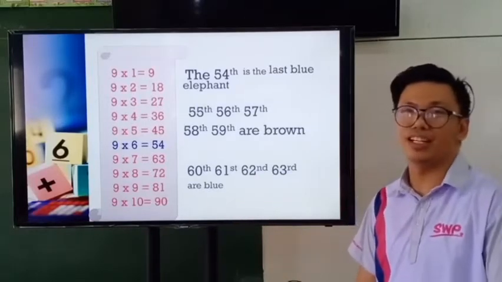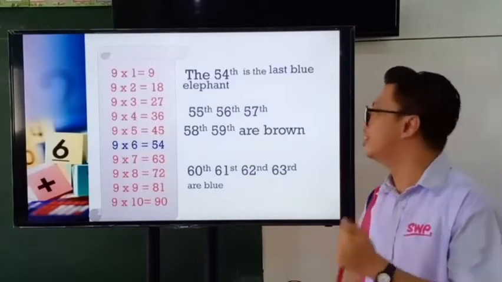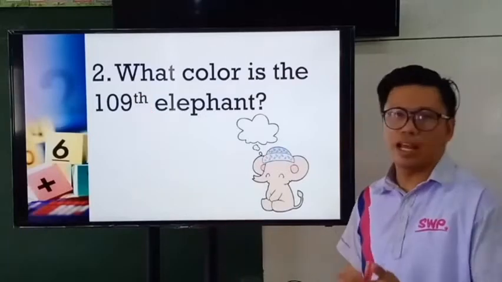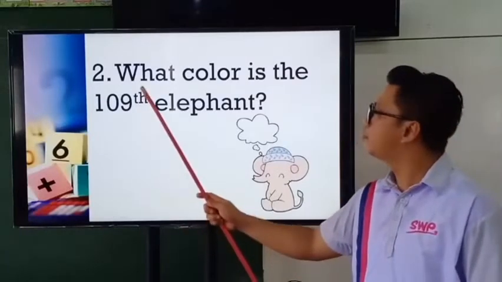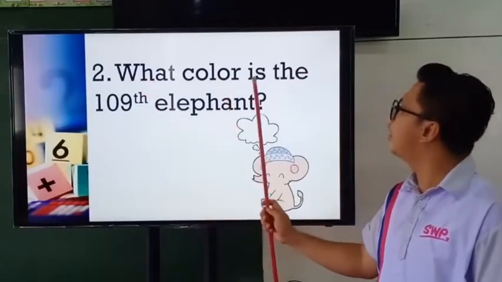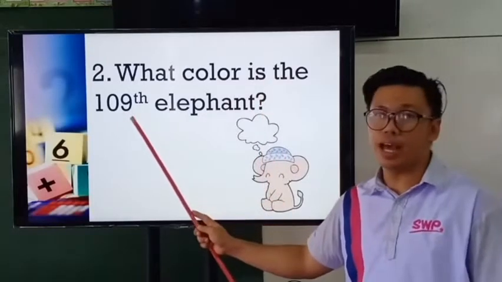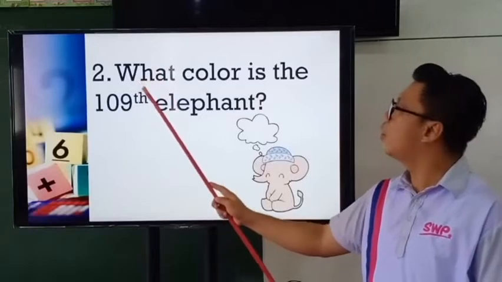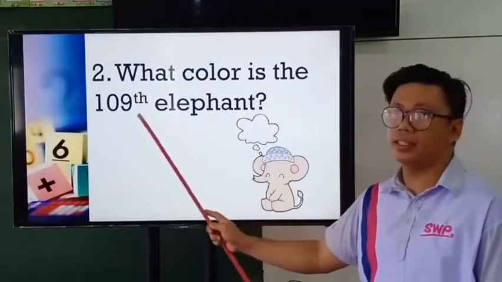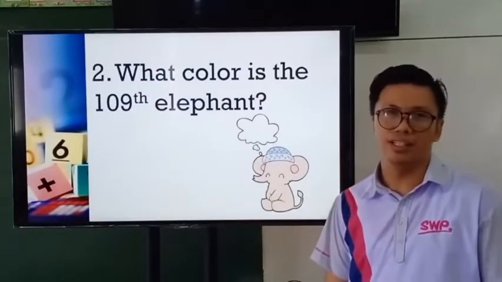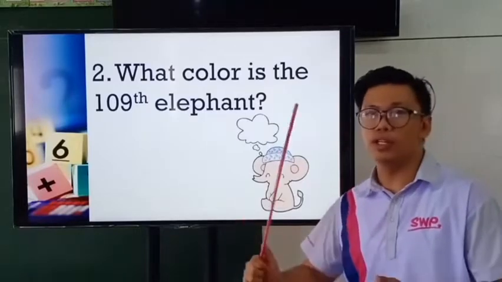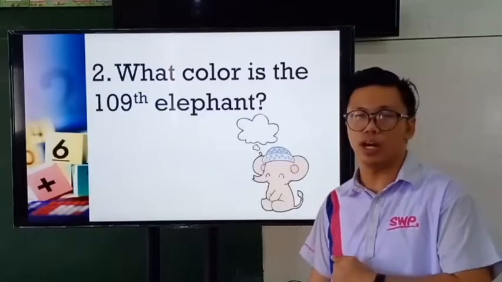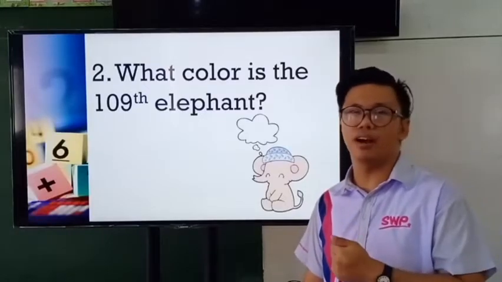Did you get the correct answer? Okay, very good. Next, please. Now we have another exercise. We have number 2. What color is the 109 elephant? Again, exercise number 2. What color is the 109 elephant? So this is very easy. We will use the 9 times table. I'll give you 5 minutes to answer this. Your 5 minutes starts now.